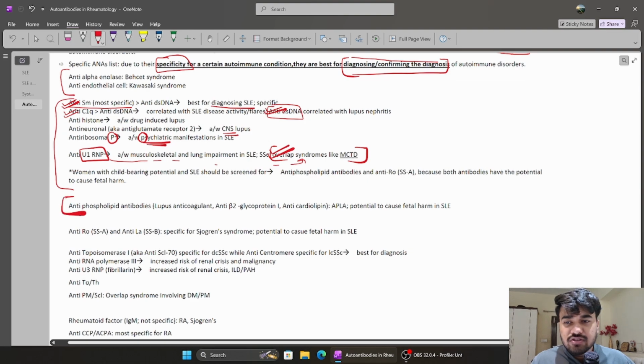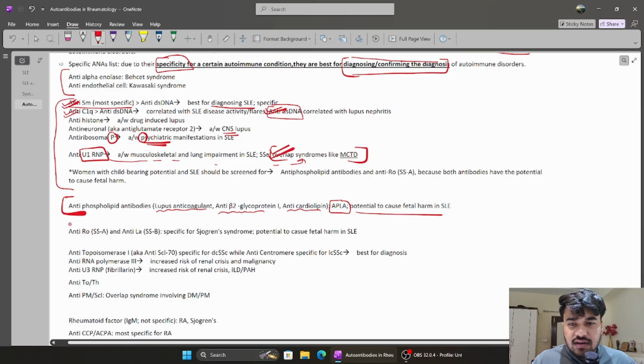Now, anti-phospholipid antibodies are important, specific for the APLA syndrome, antiphospholipid antibody syndrome. So there are basically three types of antiphospholipid antibodies. One is lupus anticoagulant, then we have anti-beta 2 glycoprotein 1, and then anti-cardiolipin. So these are specific for the APLA syndrome, and as we talked about, they have also the potential to cause fetal harm in SLE, right?